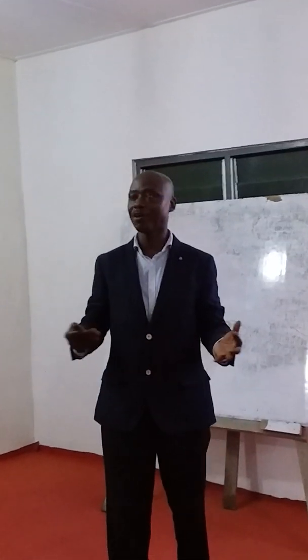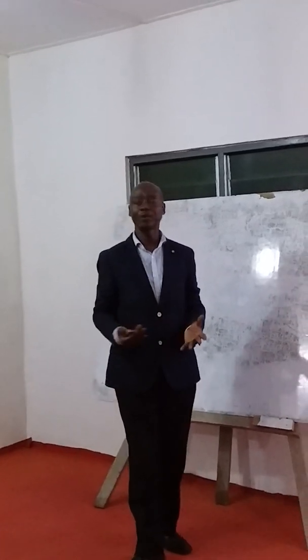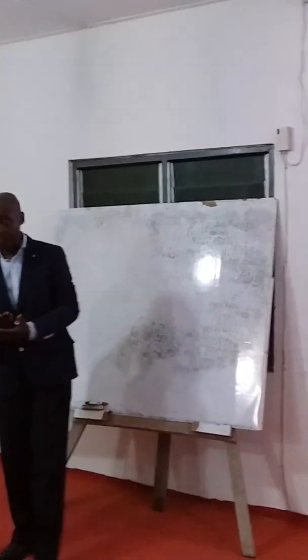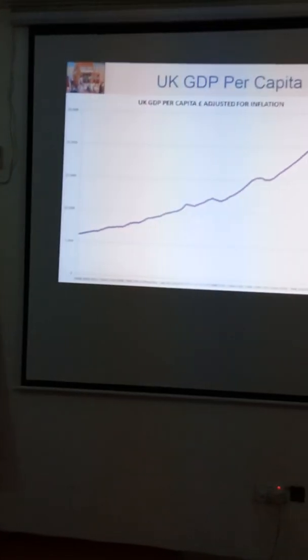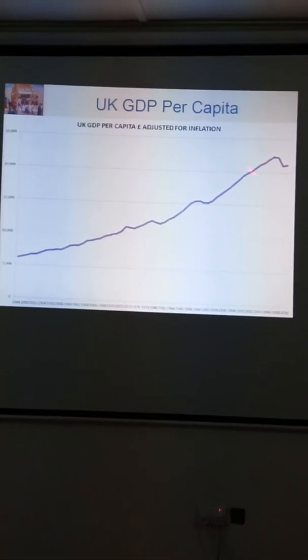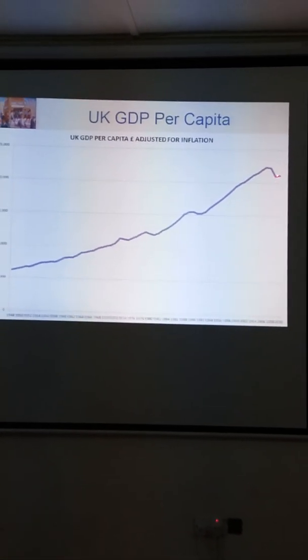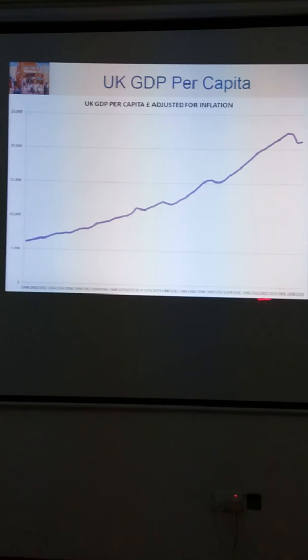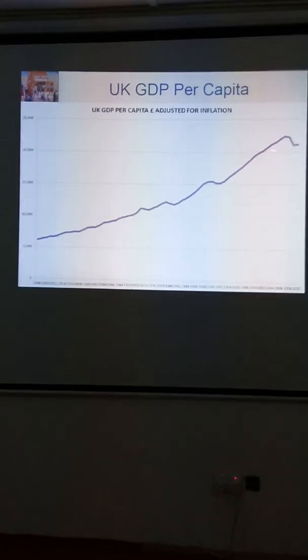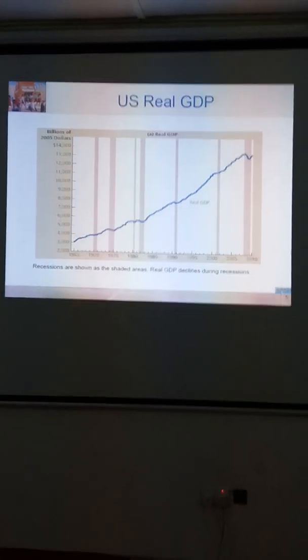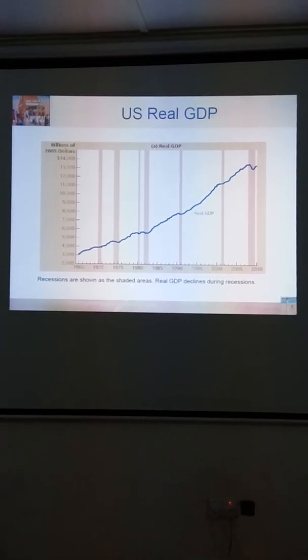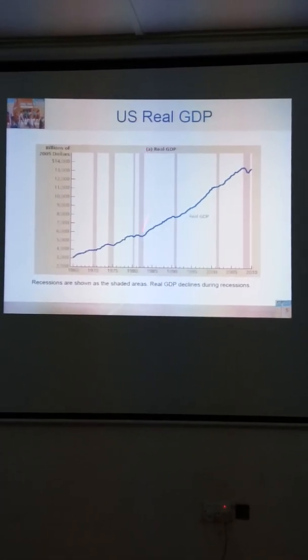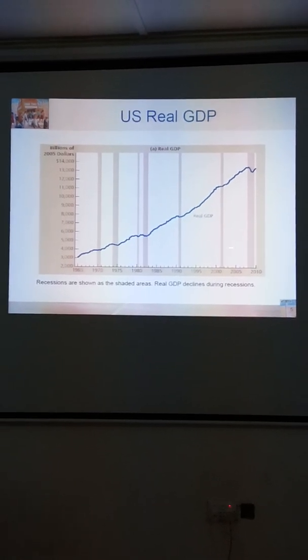We know aggregate demand has a consumption part, investment, and government spending. All these variables suffered under the financial crisis. UK GDP per capita fell, as we can see here. In the crisis years, UK GDP per capita declined, and recessions are shown as the shaded areas, as we can see here for the United States of America.